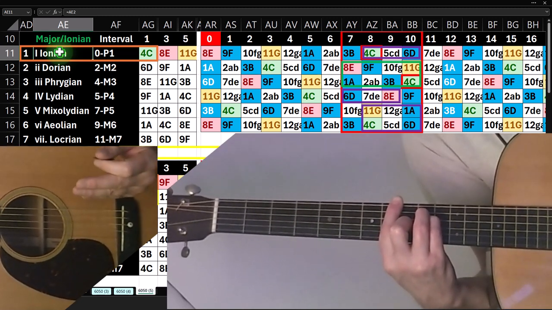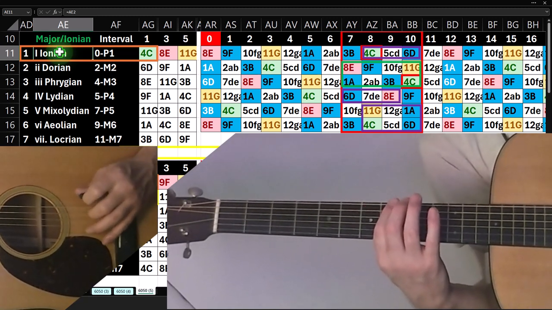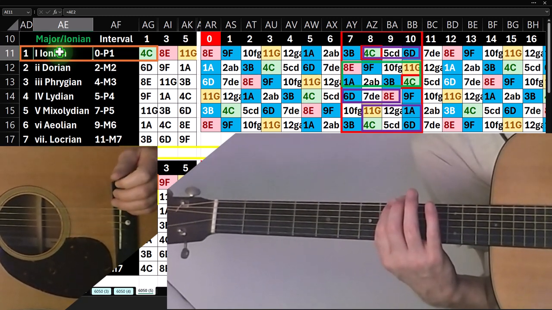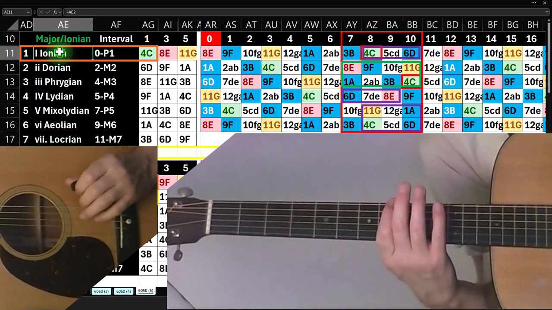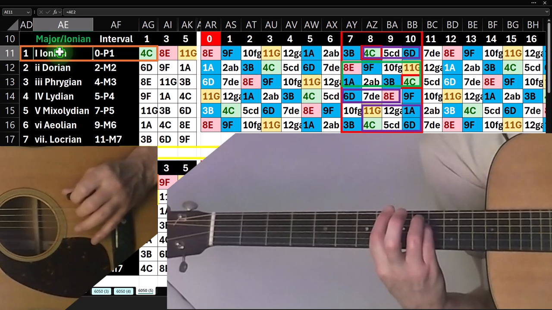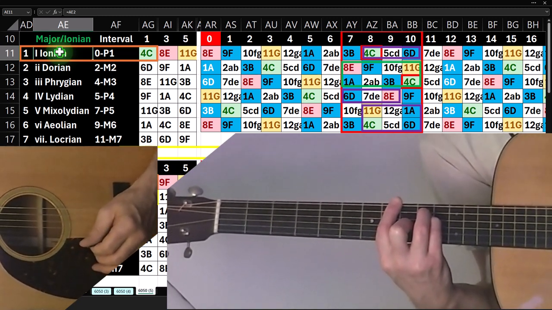Now, I might also just call it the major shape, right? I just could say, well, I'm starting from this point. This would be my main major shape, because most of the time when someone wants to play a major, they're going to find the note on the top two strings and then play the bar chord, which is going to be an E major bar chord. So I could just call it that.